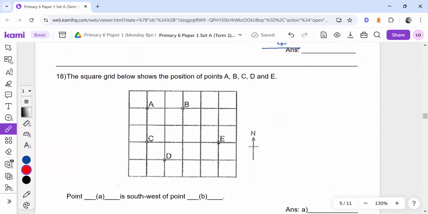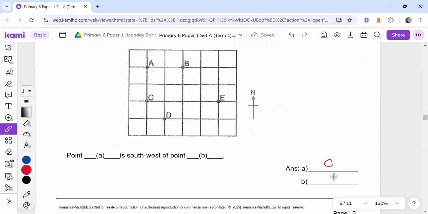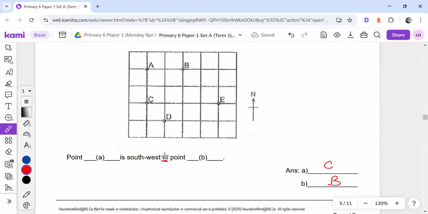Okay, question 18. Okay, answer is C, B. Okay. All right. So how to do? Now, off. The word off is from. Okay, and you need to have the compass, complete the compass. So north, south, west, east, and then you have the northeast, southeast, southwest, and northwest. So you must have all these first before you answer the question.